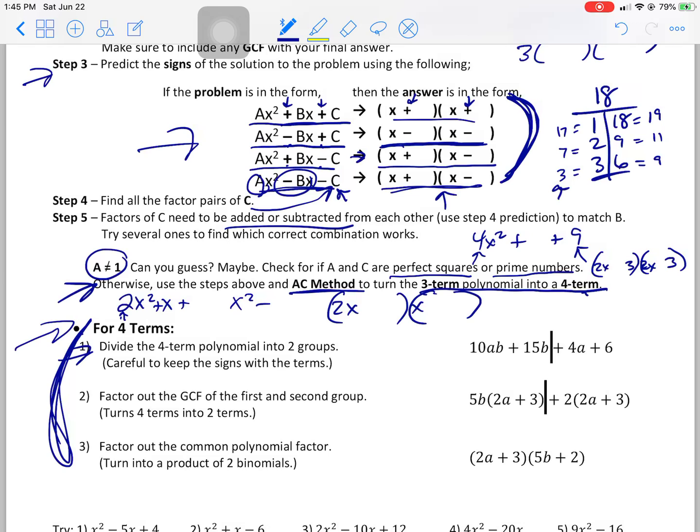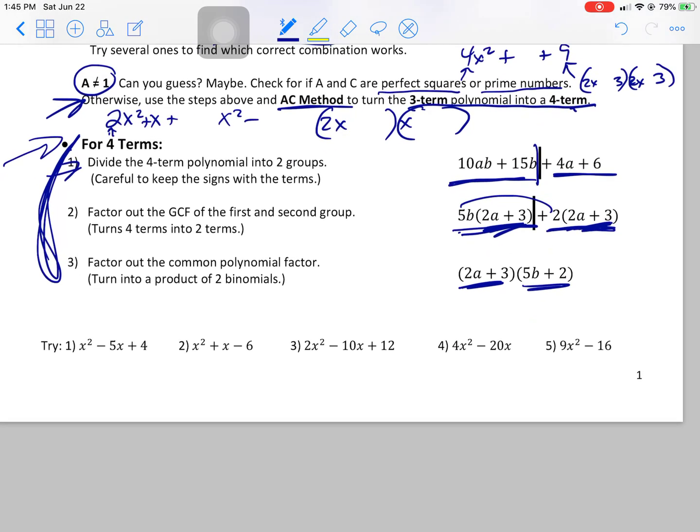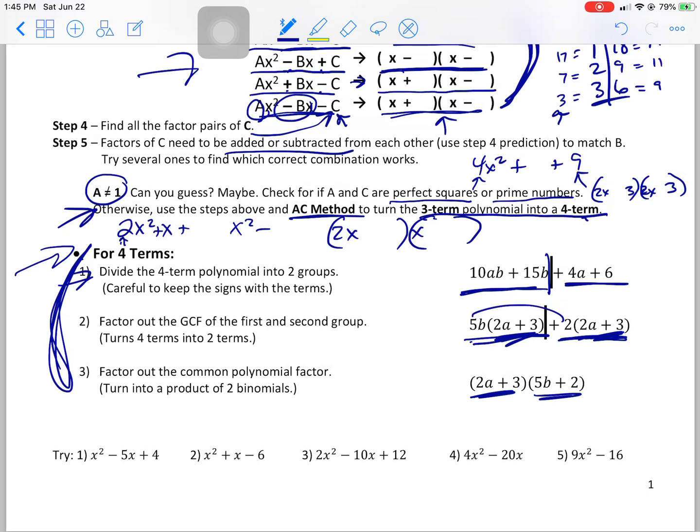Once you've made your 3-term into a 4-term, this is how you factor. You actually divide it in half, get the greatest common factor out of the first half, which in this case is 5b. Then take your greatest common factor out of the second half, which is a 2. And then notice both of these are the same, so you put that one time, and what's left you put here. So let's practice these at the bottom here.